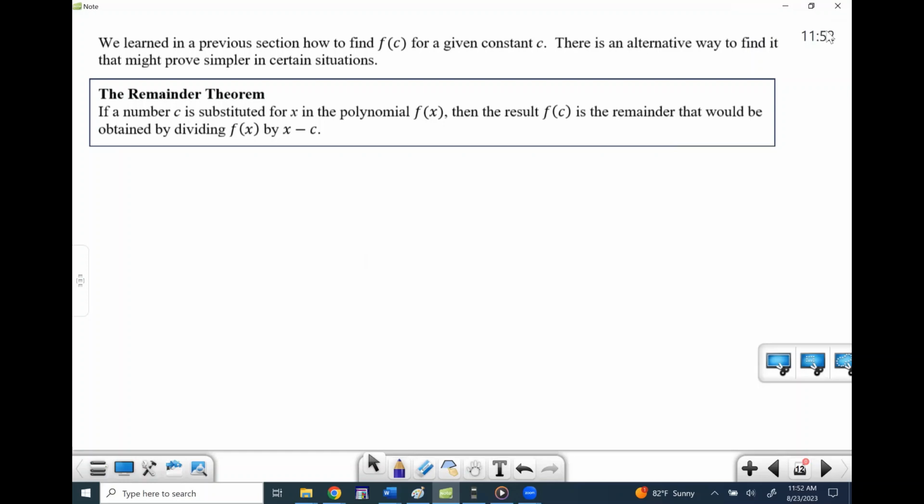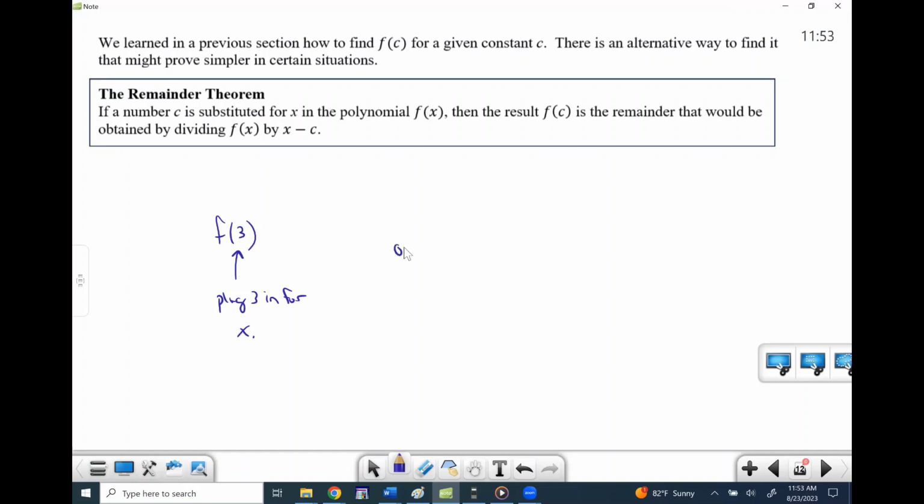So we've already learned in this class how to find f of c. You know, for example, if I said, okay, guys, find f of 3, that would mean that you would just plug 3 in for x, right? Okay. But we're learning a second way to do it. The second way to do it would be divide by 3, and the answer is the remainder.